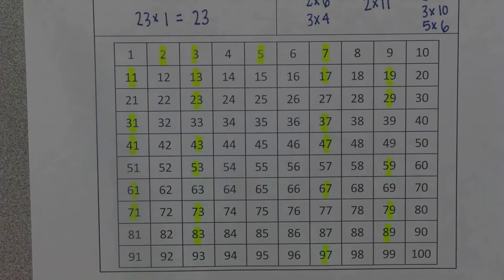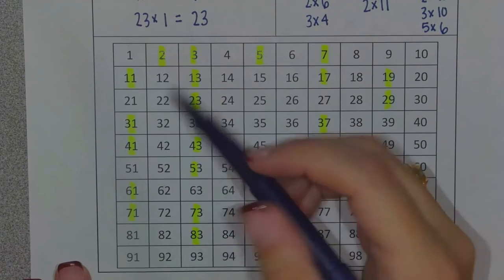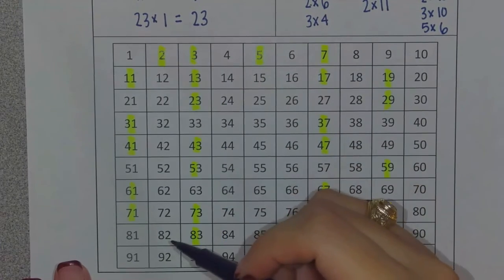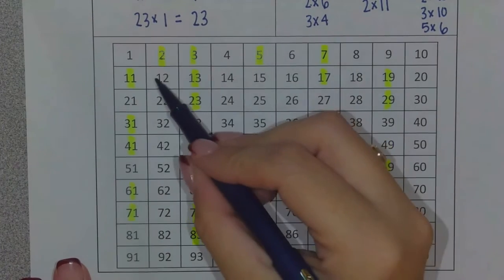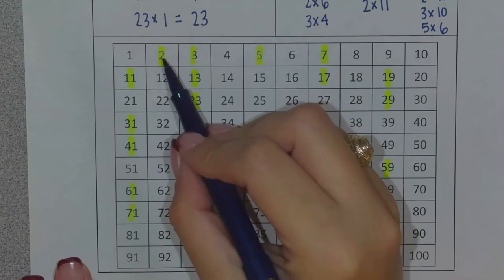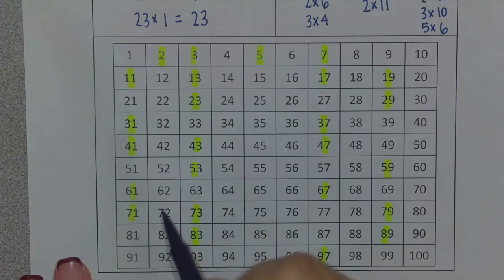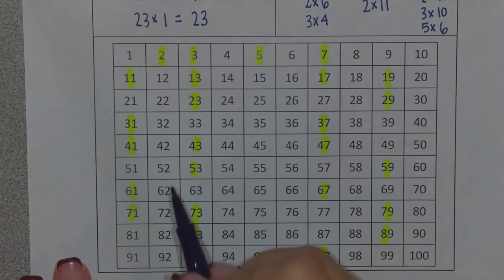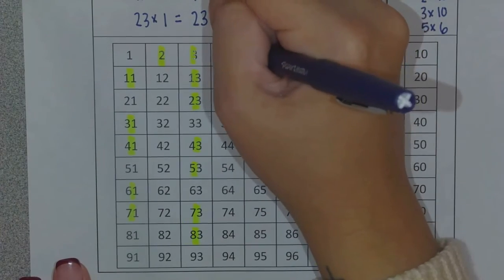So a few things that I want to look at here. In this column right here, these are all multiples of 2. They all end in a 2. They're all even numbers. The only one that is a prime number is just the single digit 2. Anything else that ends in that 2 that is a multiple of 2 or an even number is going to be a composite number. So same thing with 4.